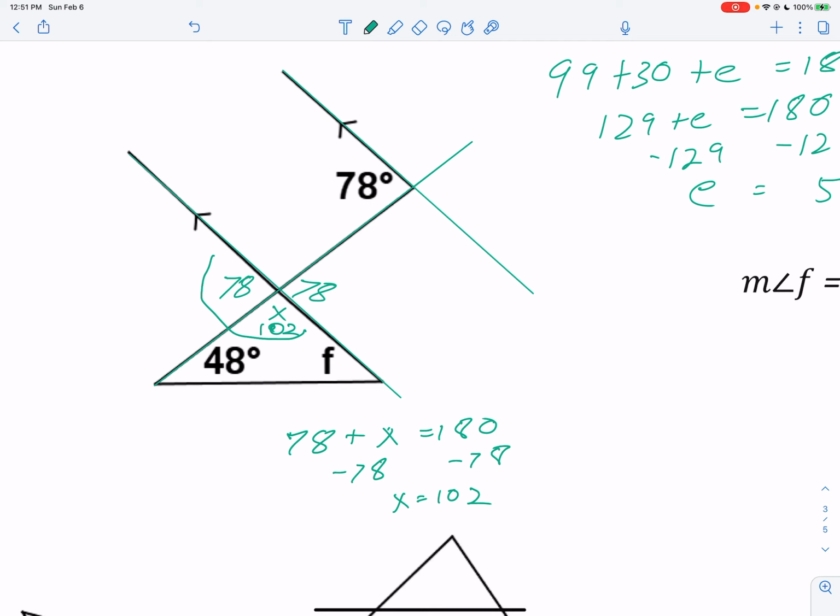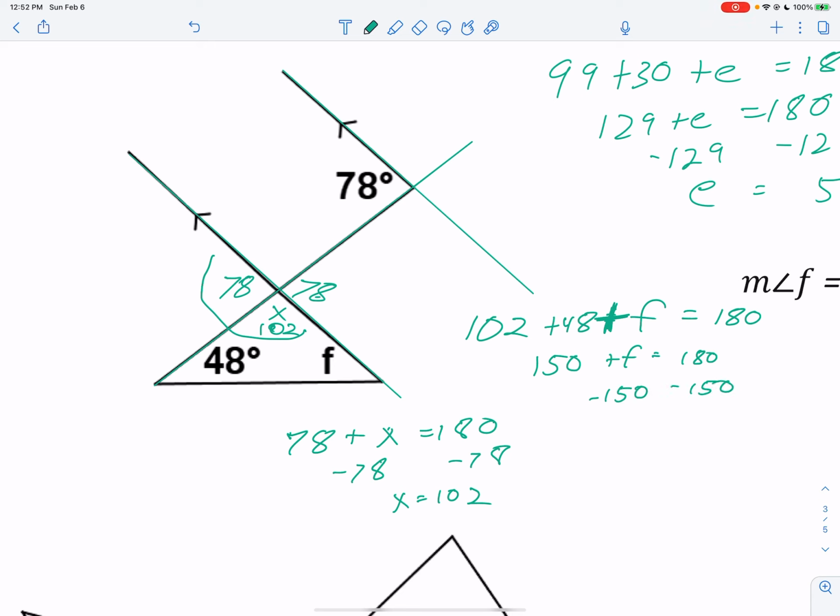So now that means that I have all the angles except for one in here, so I can add them up and set it equal to 180. That's a plus sign, because I accidentally almost wrote an equal sign. But all the angles inside of a triangle add up to be 180, so that helps. 150 plus F equals 180. Subtract 150 to get F equals 30.